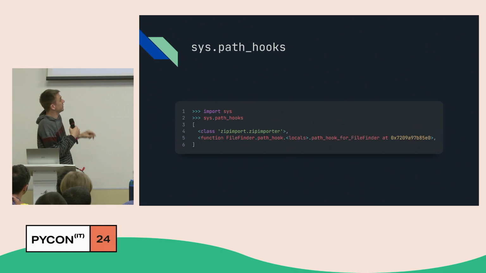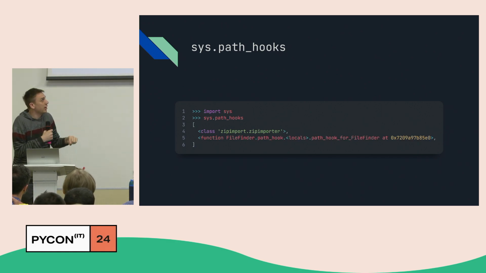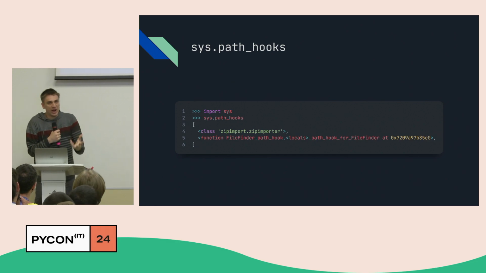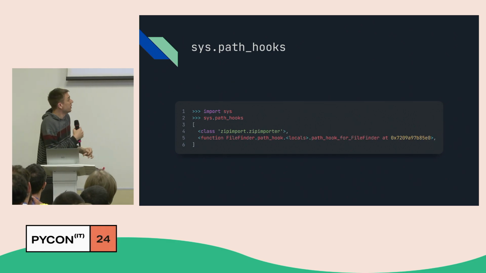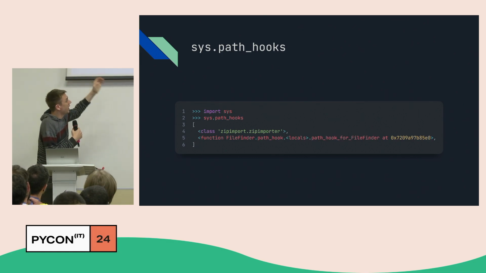And then finally, sys.path_hooks is also used by the pathfinder. It's a place where you register file extensions to be found and loaded by specific importers. So in this case, sys.path_hooks has a zip importer, and then a file finder.